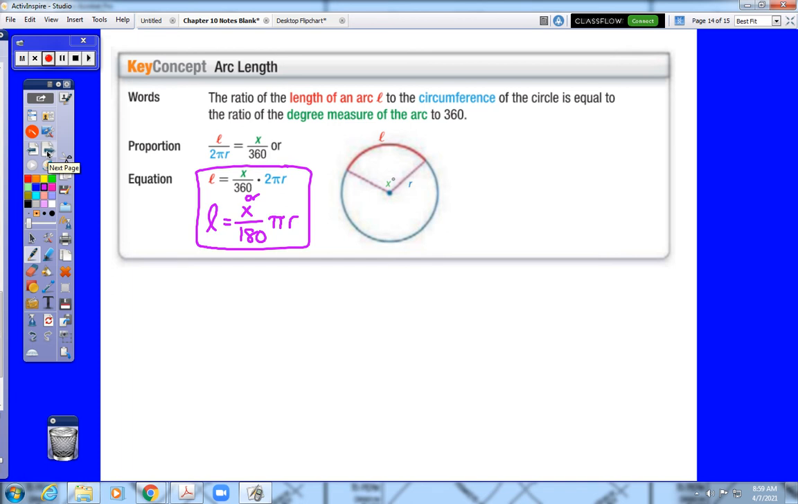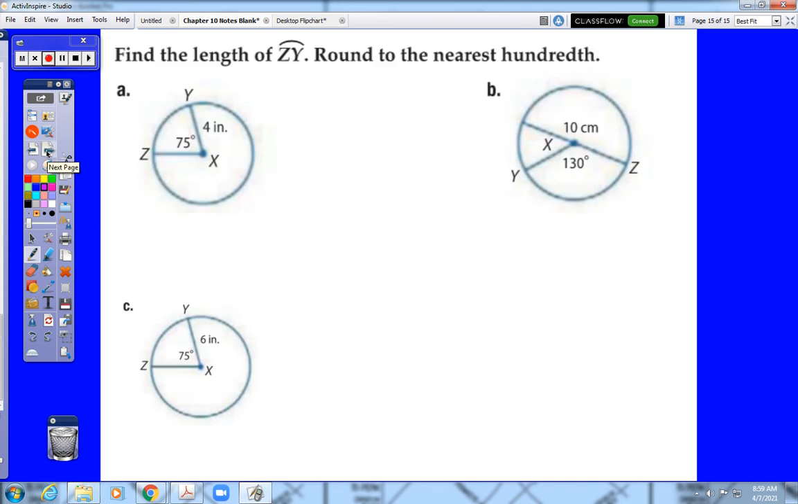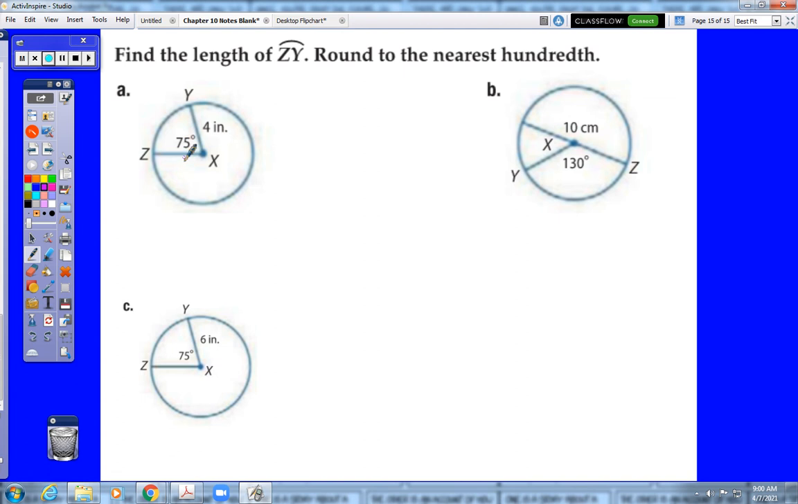So, on this page here, this is the last slide, by the way, all we really need to do is come up with the arc length of zy. Notice that in each problem they've given us a central angle, which is going to be the x in our equation, and they've given us a radius. So all we're doing here is finding arc length using one of our 2 equations. And I will do a couple examples, so I'll do one example with each at least, so that you can see that it does not matter which one we use.